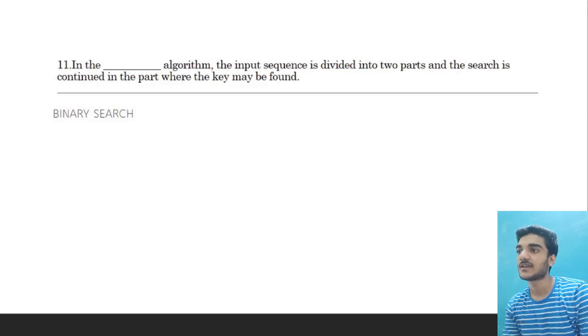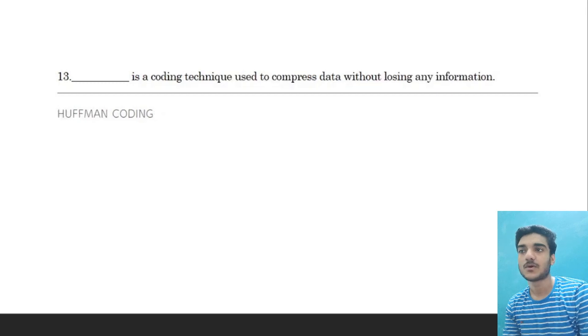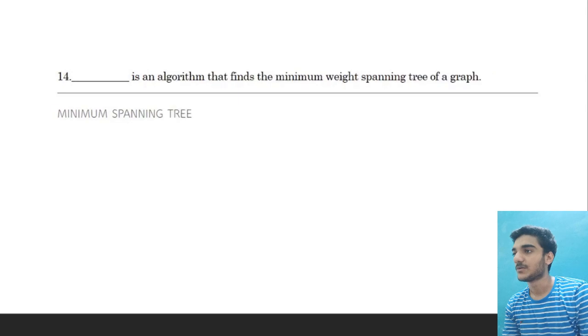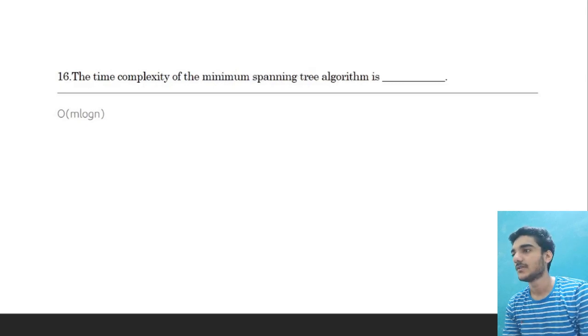In the binary search algorithm, the input sequence is divided into two parts and the search is continued in the part where the key may be found. Greedy algorithm is a type of algorithm that always selects the best possible choice at each step. Huffman coding is a coding technique used to compress data without losing any information. Minimum spanning tree is an algorithm that finds the minimum weight spanning tree of a graph. The time complexity of Huffman coding is O of n log n.